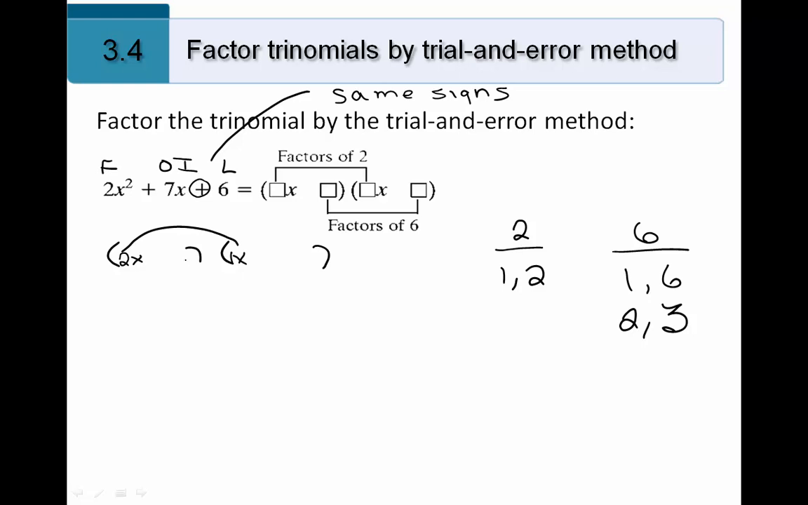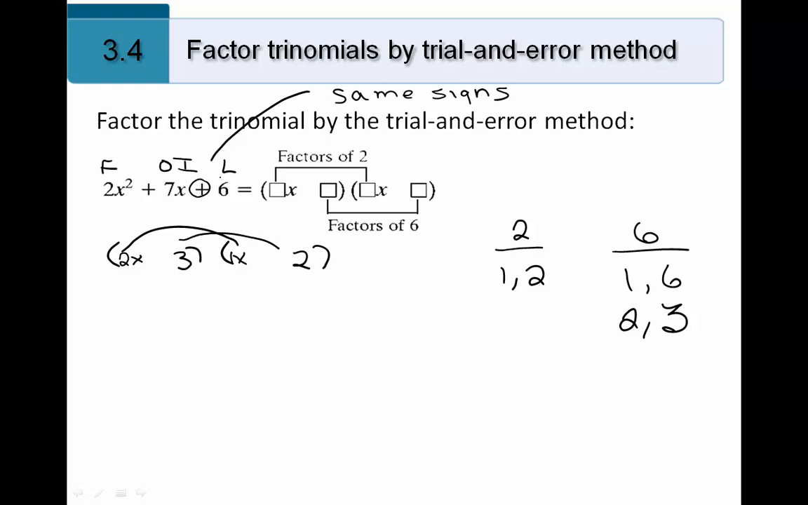So if that's the correct answer, then the 3 would have to be here and the 2 would have to be here. Now, if this doesn't work when I check my outer and my inner, then I'll have to try the 1 and the 6 next and see if it works. But let's go ahead and try this. So I know that 3 times 2 is 6.